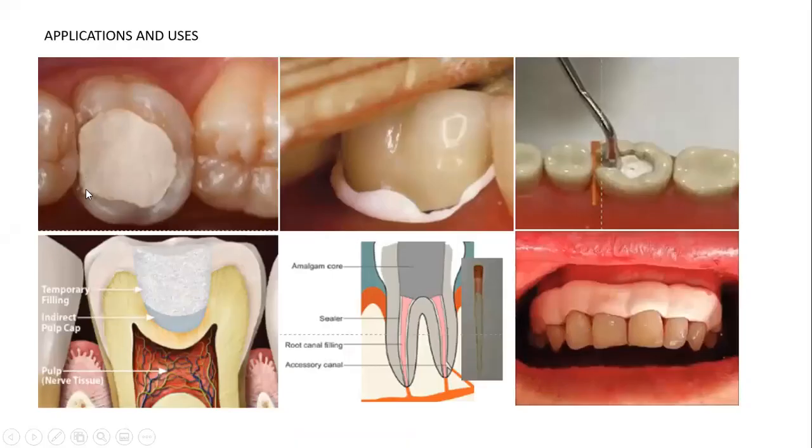The applications and uses. Zinc oxide eugenol is used as a temporary restorative material, as a temporary luting material, as a liner or a paste, as a root canal sealer. It is also used after periodontal surgery as a perio cap. It is used as an indirect pulp capping material.